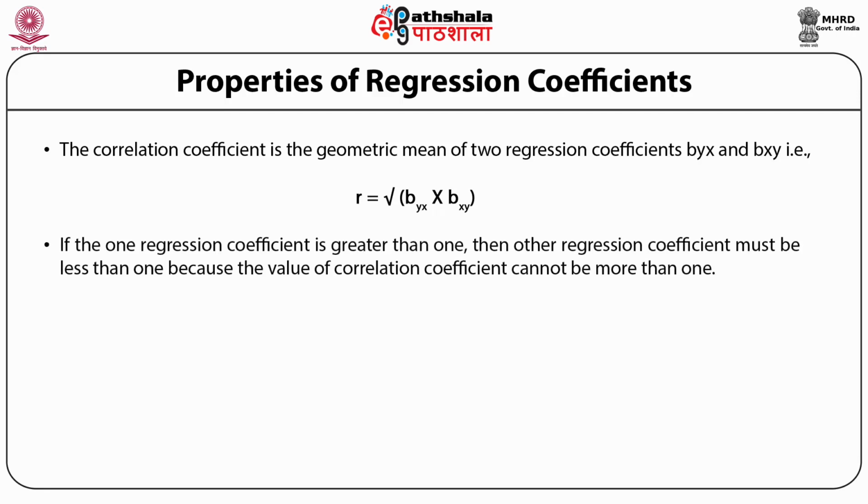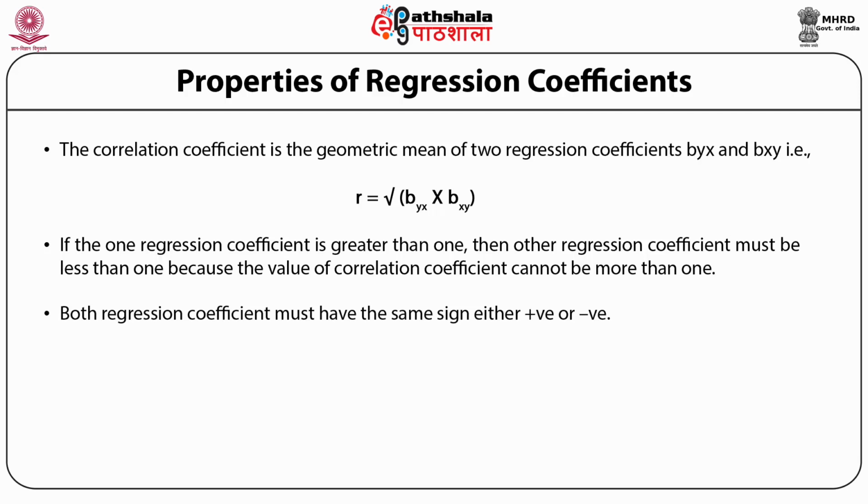If one regression coefficient is greater than 1, then the other regression coefficient must be less than 1, because the value of the correlation coefficient cannot be more than 1. The third property is that both regression coefficients must have the same sign, either positive or negative. This property abolishes the case of the opposite coefficient being less than 1.